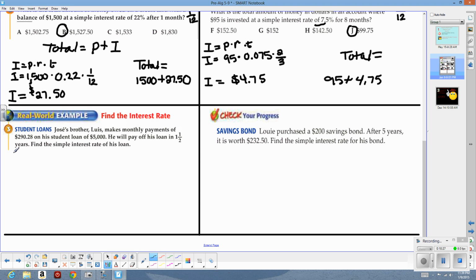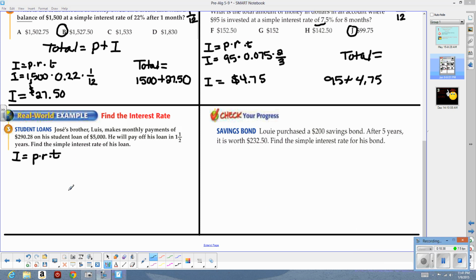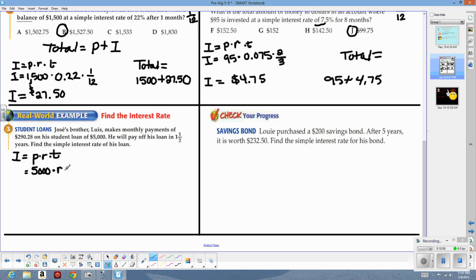So what we want to do here is start by writing down the formula. Interest equals principal times rate times time. So we know that the principal is $5,000, so I'm going to go ahead and put $5,000. We do not know the interest rate in this problem, so I'm going to leave that as R. And we know the time is 1.5 years.